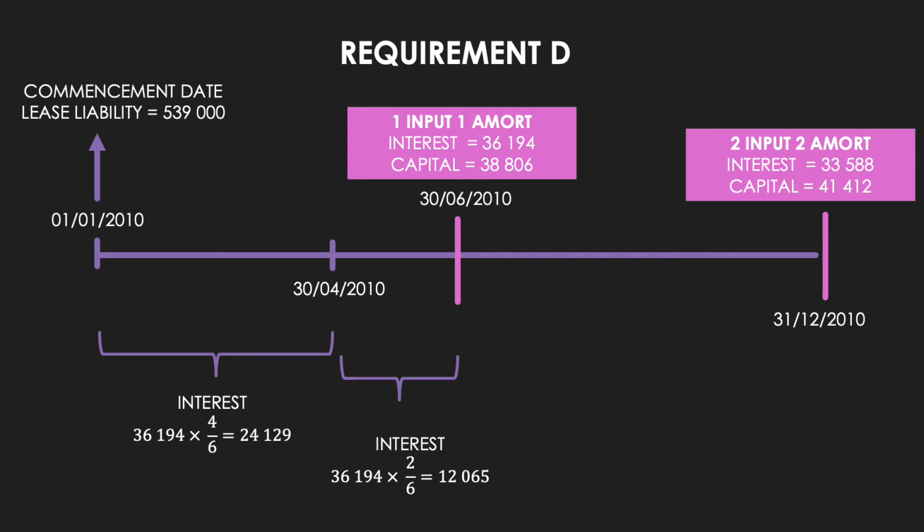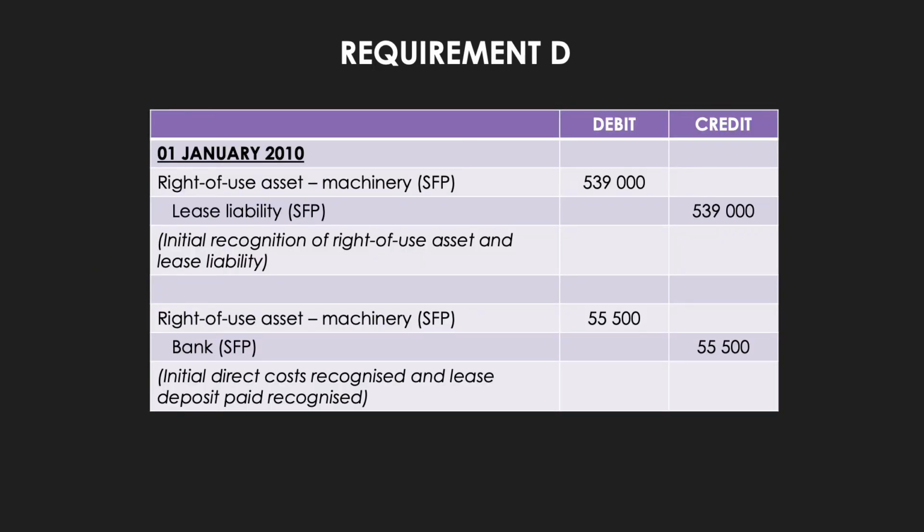So this timeline just helps you to orientate yourself and to find out where exactly you are sitting on your timeline. What do you need to take into account where? So I would really recommend in any situation where your dates do not coincide, draw a timeline. And even if your dates do coincide, I would still go and draw a timeline. Now that we have looked at the timeline, we can now start preparing the general journal entries. So the first general journal entry that will be processed is on the commencement date of this lease on the 1st of January 2010.